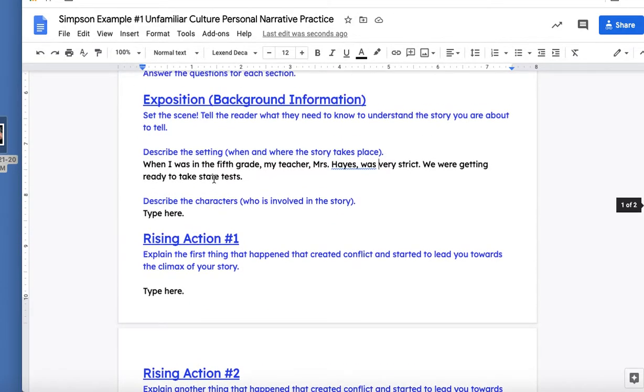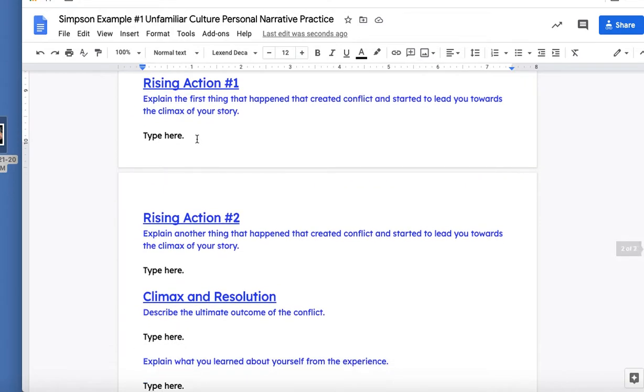So I've given the part about how we're getting ready to take state tests, and now I need to give you some more information. Mrs. Hayes told us all to fill out our bubble sheets with our demographic information. And what that means, if you don't know what demographic information is, it's like your name and your address and your race and all of that kind of stuff. Every time you guys take a test, you have to do that. So the bubble sheets with our demographic information.